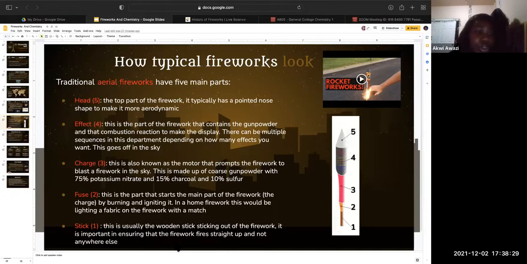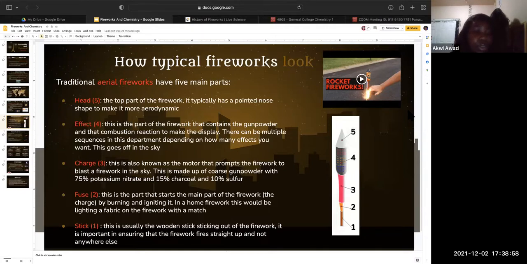And then there's the charge. This is also known as the motor that prompts the firework to blast into the sky. This is made up of coarse gunpowder with 75% potassium nitrate, 15% charcoal and 10% sulfur. And then there's the fuse. This is the part that starts the main part of the firework, the charge, by burning and igniting it. So this could be, basically at home, taking a lighter and lighting a fabric to start the firework.